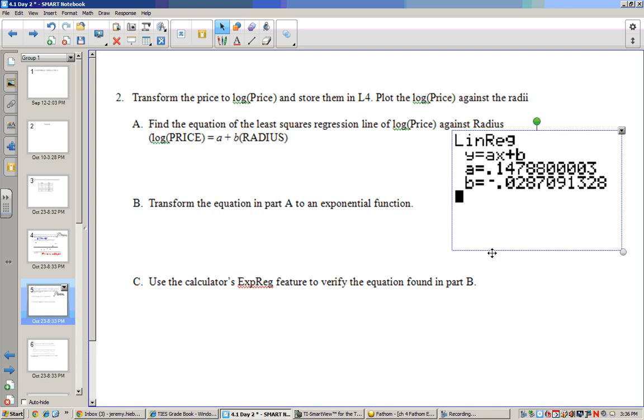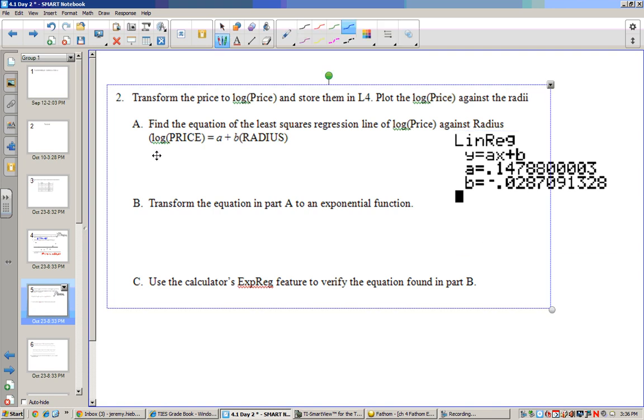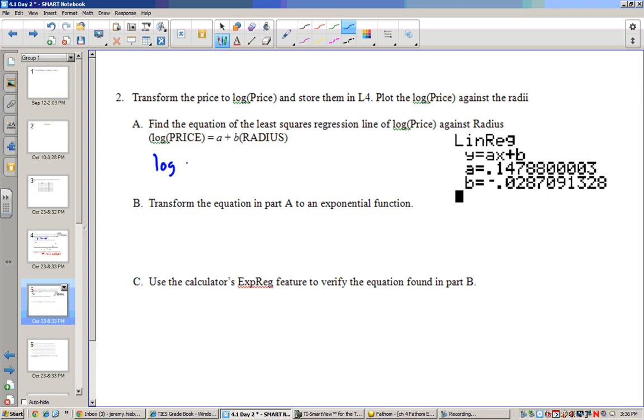And that pulls something over here. So I could say the log of my y hat is going to equal 0.14788. I guess I could have probably just said 0.15 x plus negative, so I'll say minus 0.028, so 0.029. So that's my equation. For x is my radius, y is my price. So if we want to transfer this into an exponential equation, this is what we did yesterday. We'll take 10 to each power.